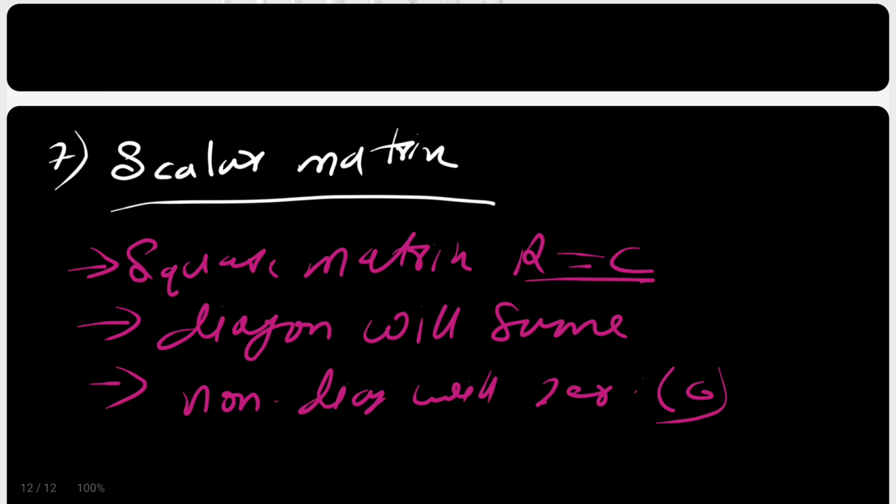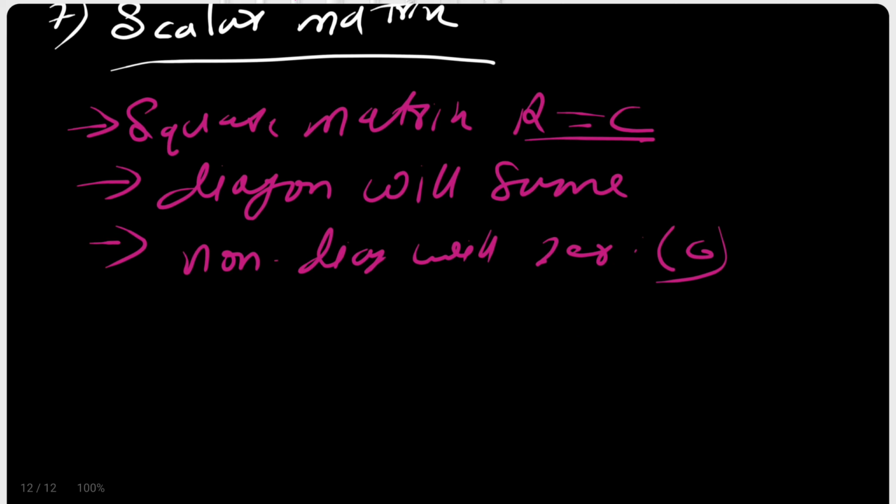A scalar matrix means: if each non-diagonal element of a square matrix is 0 and all diagonal elements are equal to each other, or you can say same diagonals, then it is called a scalar matrix. A scalar matrix means the diagonal will be the same. It has to be a square matrix, the diagonal will be the same, and the non-diagonals are 0.